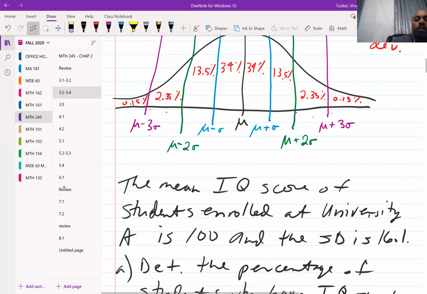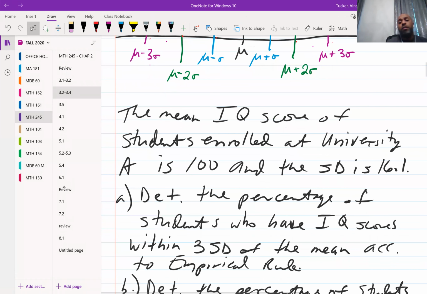All right, so let's look at this example. The mean IQ score of students enrolled at University A is 100, and the standard deviation is 16.1. Determine the percentage of students who have IQ scores within three standard deviations of the mean according to the empirical rule.